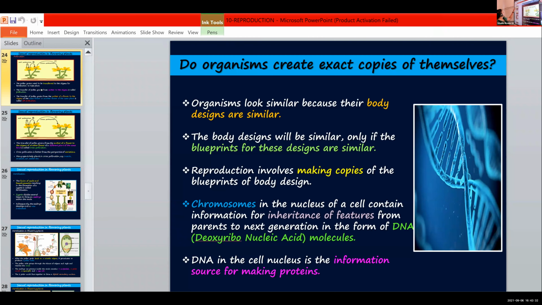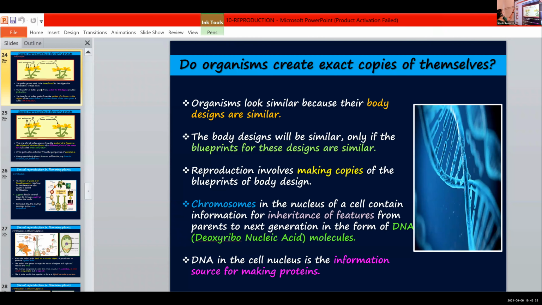Cross-pollination is the transfer of pollen grains from the anther of a flower to the stigma of another flower of a different plant of the same kind. It should be of the same kind.